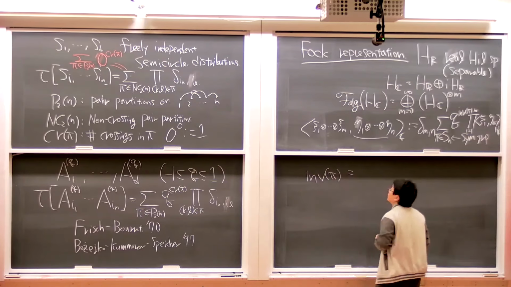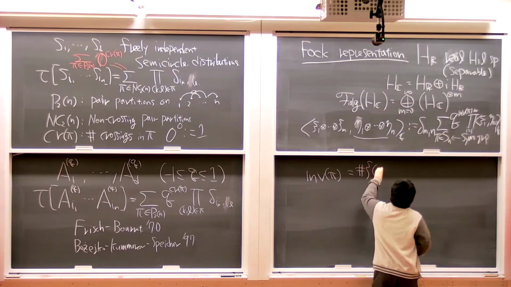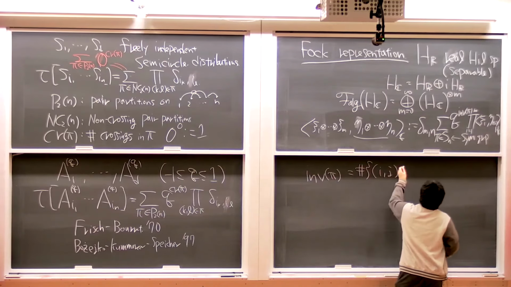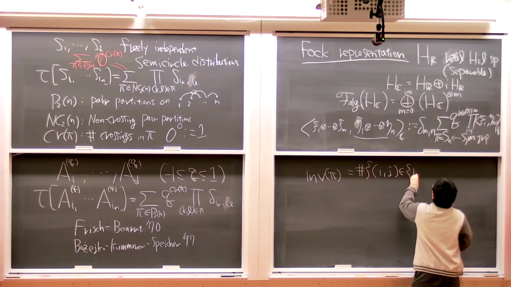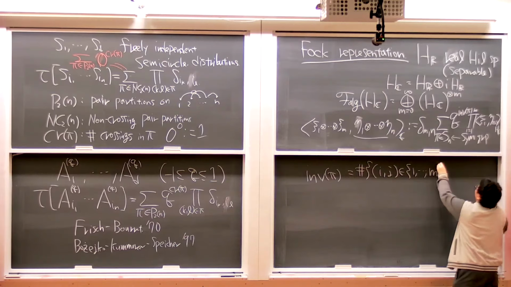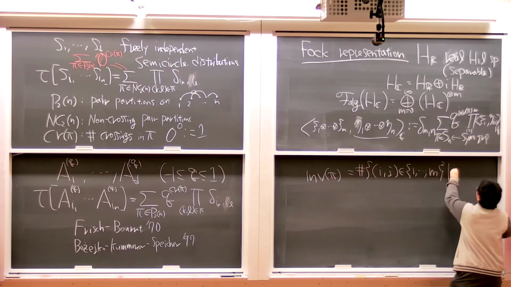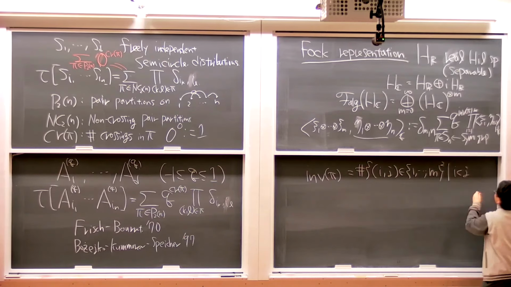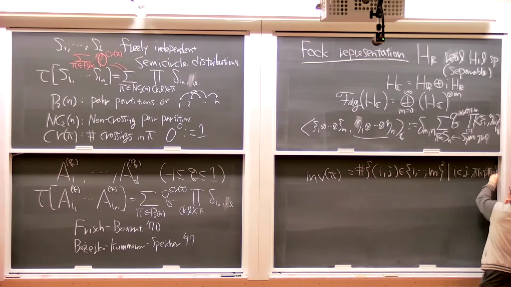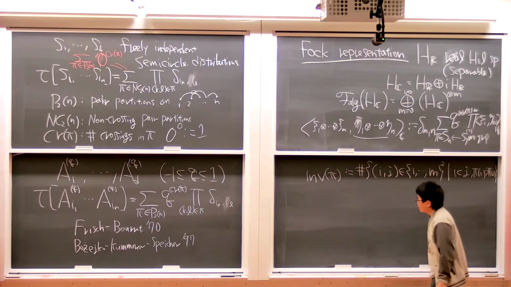Where this is defined by the number of inversions ij, in which i is less than j, but pi i is larger than pi j. This is the definition of the number of inversions.